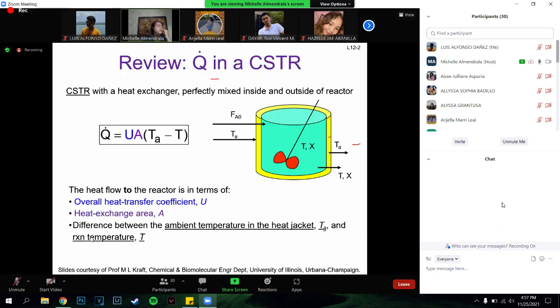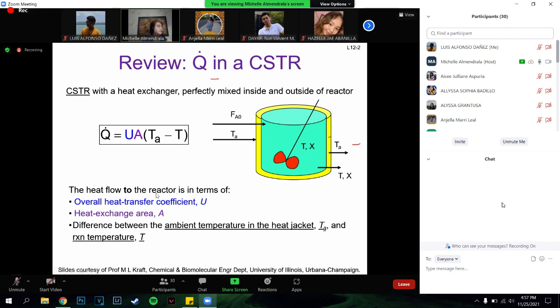So for CSTR with the heat exchanger, the heat transfer rate is UA, the overall heat transfer coefficient. A will be the lateral surface area plus the top and bottom area of your reactor, the total surface area, and then the difference between the fluid temperature T sub A flowing in and out of the batch, in this case, CSTR pala, sorry, minus T, the temperature inside the reactor, which is changing.